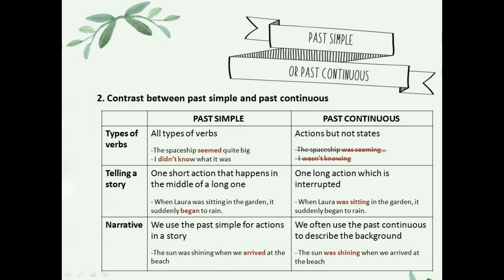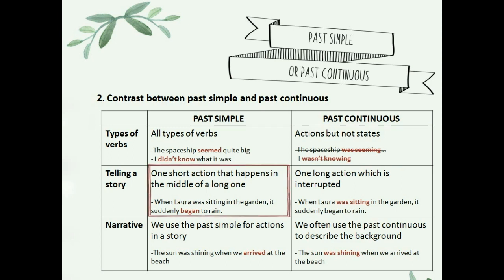So here in this chart, you can see some of their differences, like in the types of verbs. Because we can use the past simple with all types of verbs, like in the examples, the spaceship seemed quite big, or I didn't know where it was. But we can't use the past continuous with all types of verbs, because we can use it with actions, but not with states. So these two examples are not accepted. The spaceship was swimming, or I wasn't knowing. That's not acceptable.